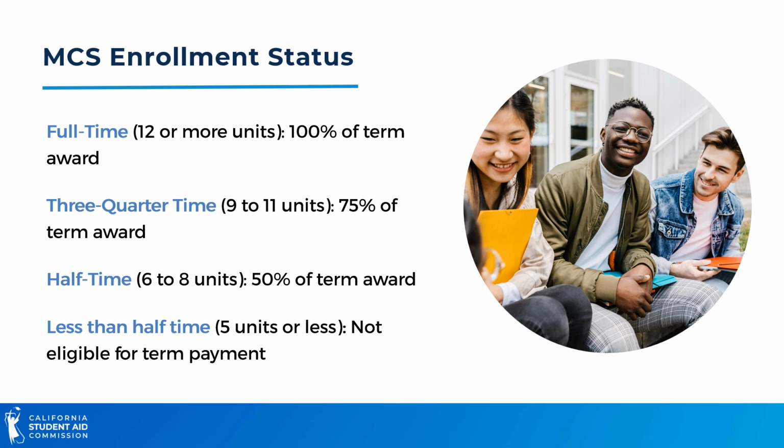The percentages listed here refer to the term amount a student would be eligible to receive for disbursement. For example, a student with a $1,000 maximum term award who is enrolled three-quarter time would be eligible for 75% of that award, or $750. On the next slide, we will look at MCS eligibility usage per term.